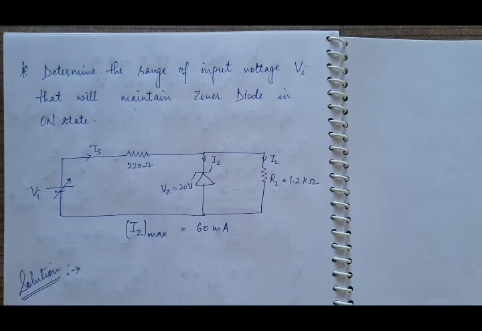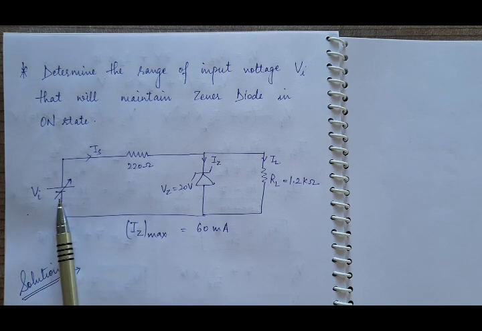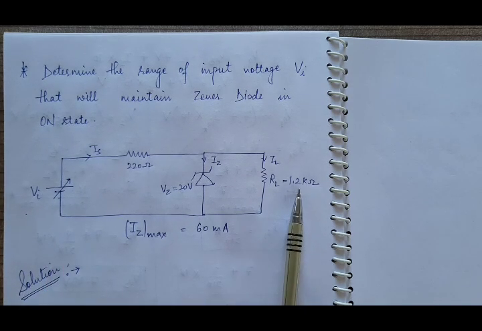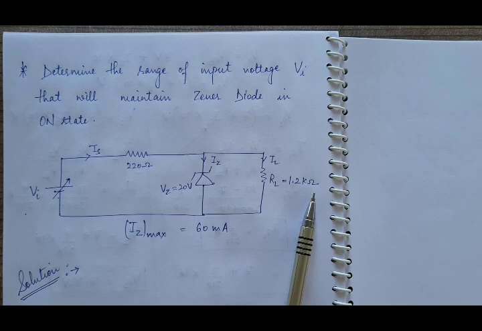Now in the next numerical, we have to determine the range of input voltage. It means Vi is variable. So we have to find that range of input voltage corresponding to which the Zener diode remains in on state. So this is the case number 3, which we have discussed today in the lecture. So Vi is variable here. RL is given, that is 1200 ohm or 1.2 kilo ohm.